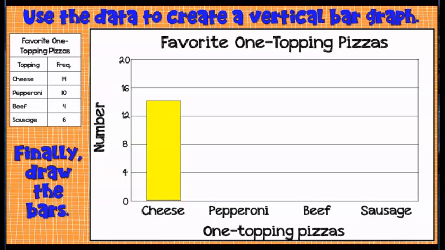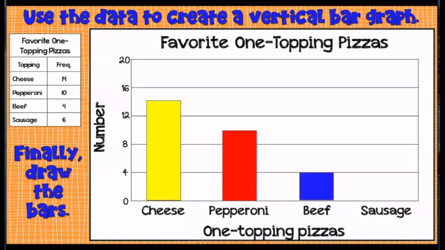And then I look at pepperoni. Pepperoni is at 10. There's no 10, so I'm going to see where it falls, which is in between 8 and 12. Now beef, I look at beef. Beef's an easy one. It's right to the line. There he goes. And sausage, there it is, right in between the lines. And this was an easy peasy pizza bar graph.